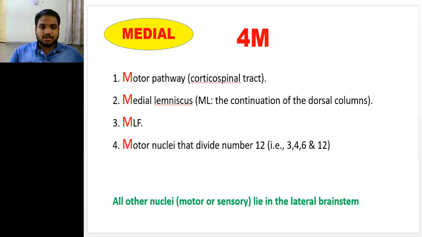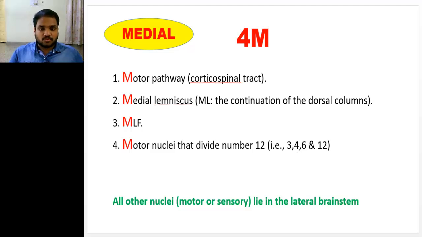Now there is another rule, about the structures present on the medial part of the brainstem, which include 4 M's. That is the motor pathway, the medial lemniscus, the medial longitudinal fasciculus, as well as the motor nuclei that divide the number 12. That is 3, 4, 6 and 12, right? 1 and 2 are exceptions. So these are the motor nuclei that divide the number 12. These 4 numbers can divide 12, right? 3 into 4 is 12, 4 into 3 is 12, 6 into 2 is 12 and 12 into 1 is 12.